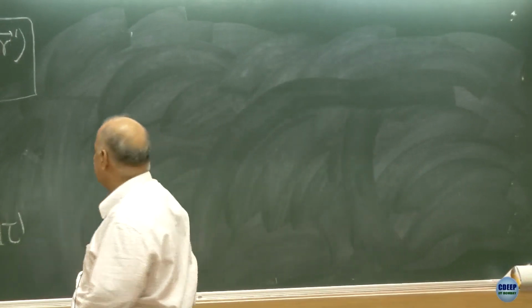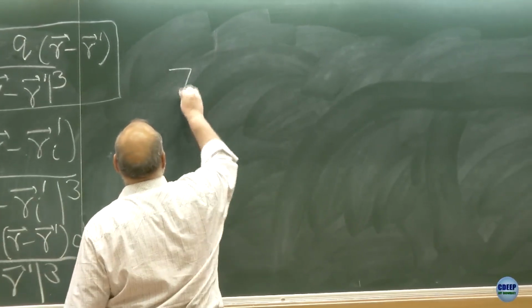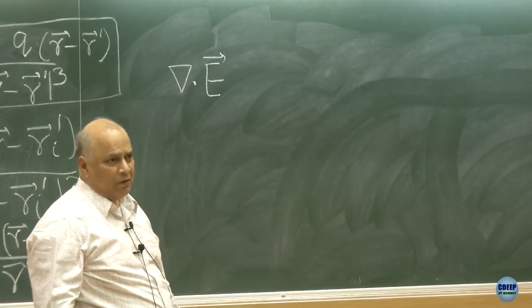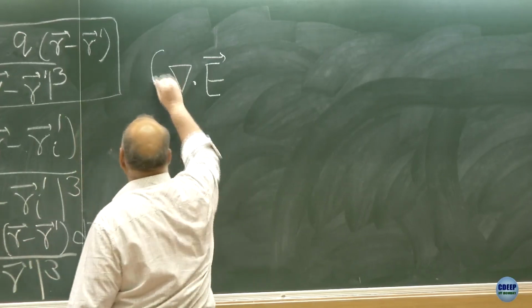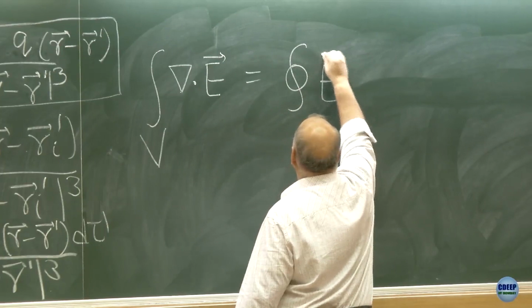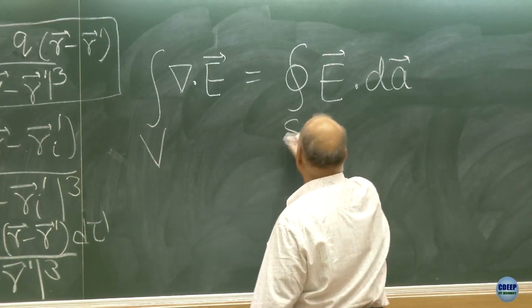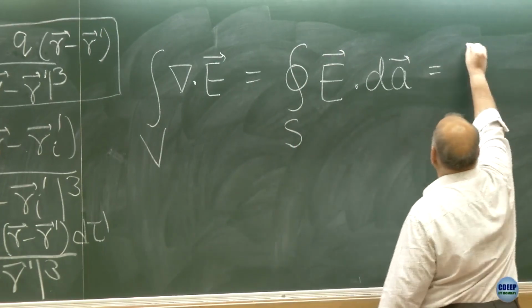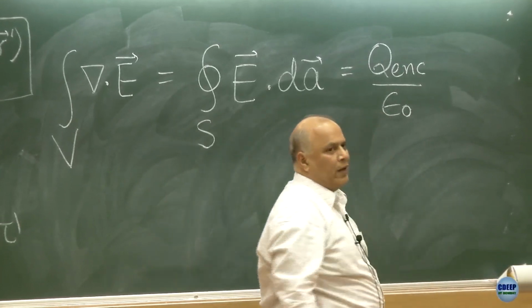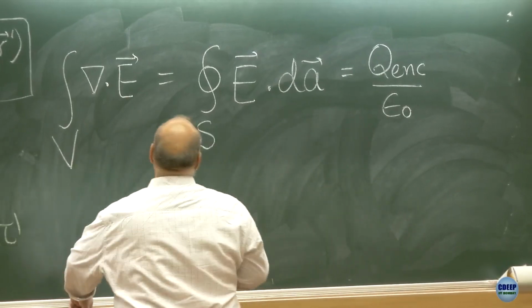And next we consider the divergence of this electric field. We have the divergence theorem, which says that this is equal to the volume integral of the divergence, but this we just showed is Q enclosed by epsilon naught. But I forgot to put the d tau here, sorry.